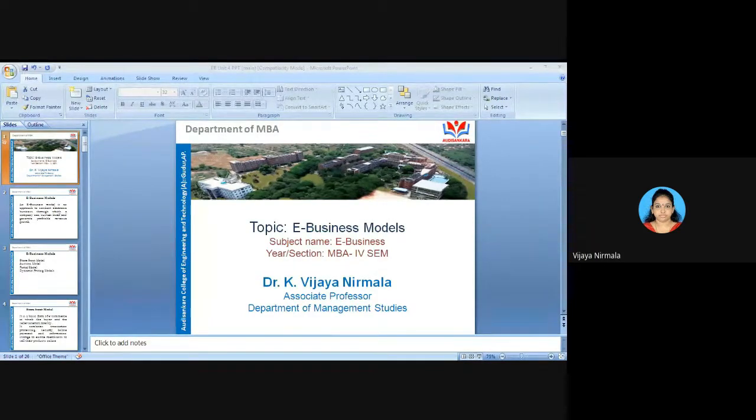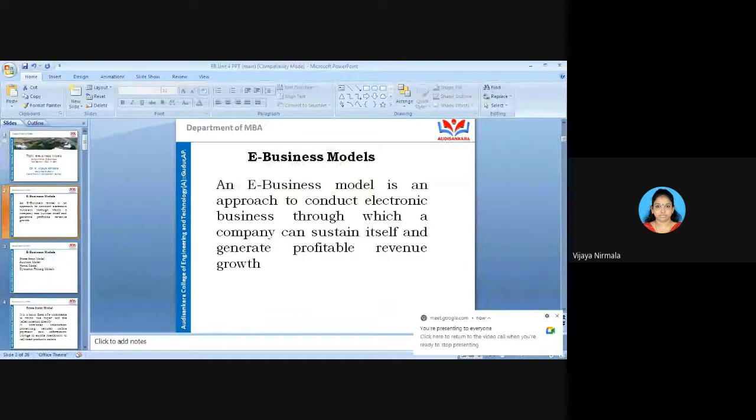Today, I am going to discuss e-business models. This topic is there for you in the subject e-business for MBA second year, fourth semester students, in the fourth unit. Your fourth unit consists of e-business applications and strategies. In that, the most important topic from your external exam point of view is e-business models. Now let us see in detail about these e-business models.